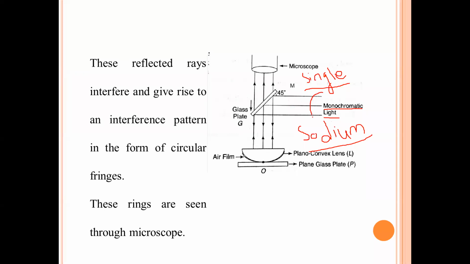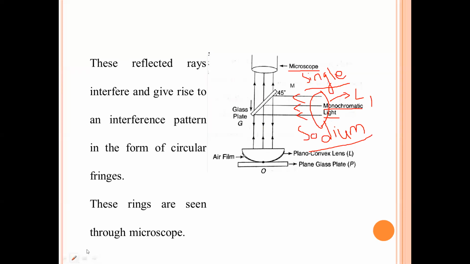Now, this monochromatic light is converted into a parallel beam of rays. So here these are the parallel beam of rays, by using this another lens, let it be L1. This is the traveling microscope, which is used to observe the rings, the interference pattern formed due to this arrangement. So we observe through this microscope. We see dark and bright rings here. So this is the experimental arrangement.